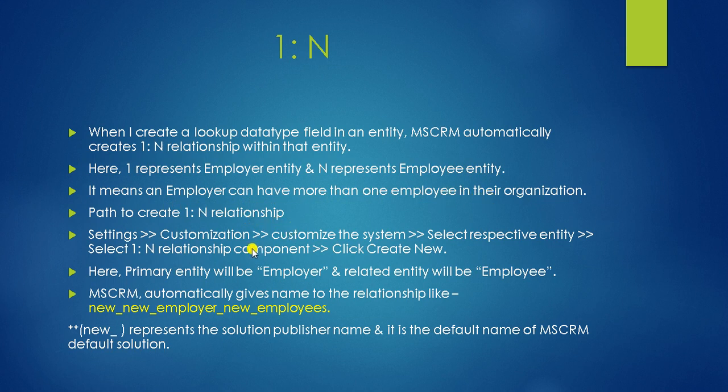Path to create, as I told you, is settings, customization, customize the system, select respective entity, select 1:n relationship component and click on create new. Here primary entity will be employer because I am creating relationship in employer entity, and related entity will be employee. So MSCRM automatically gives name to relationship like this, where new represents the solution publisher name. It is the default name of MSCRM default solution because I'm using a default solution as of now.